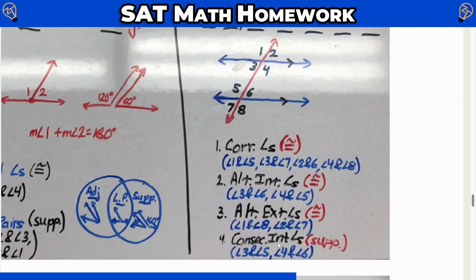And the final relationship that's kind of the odd man out here, it's the only time that the conclusion is supplementary instead of congruent. And notice it's 3 and 5. Some books call them same side interior, and that makes sense as well. And then you have 4 and 6.